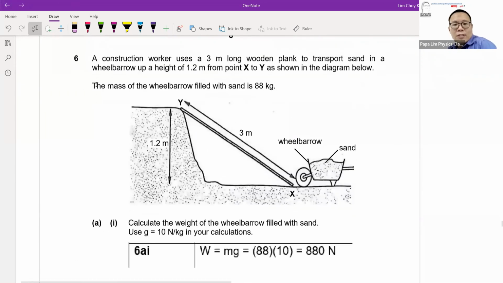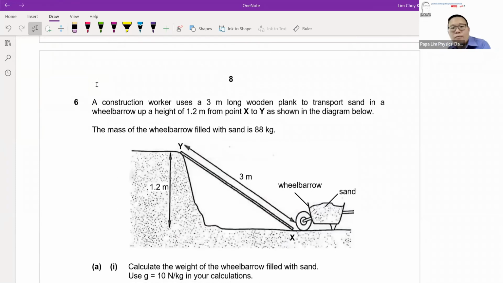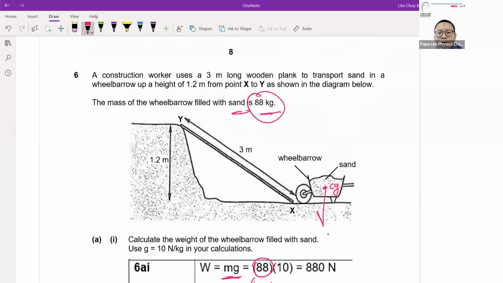Question 6 is about energy, weight and energy. The wheelbarrow is at the bottom of the position. There's a plank whereby the wheelbarrow later will be pushed up the plank. The mass of the wheelbarrow is 88 kg with sand. Calculate the weight of the wheelbarrow filled with sand. When we talk about weight, the formula is mg, so make sure your mass is in kg. If you look at the placement of the weight, it will be at the CG, and your weight will be pointing downwards.